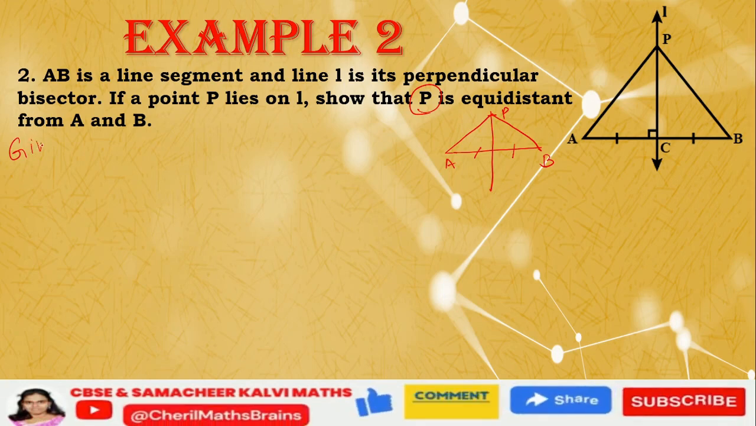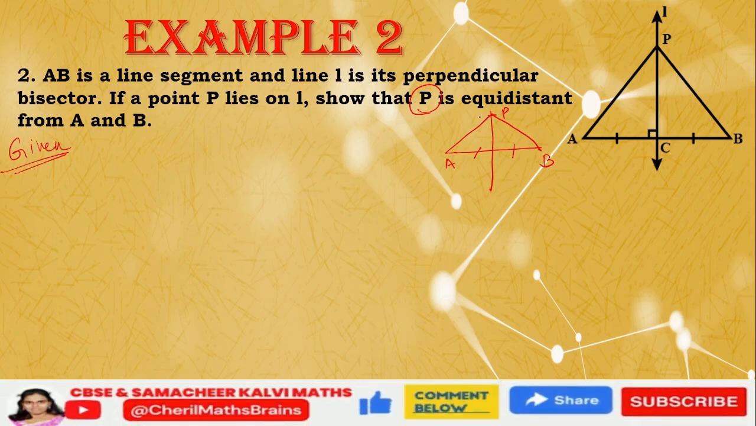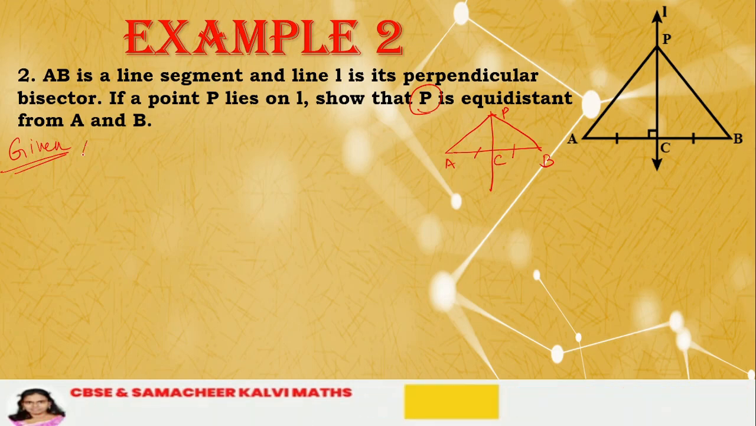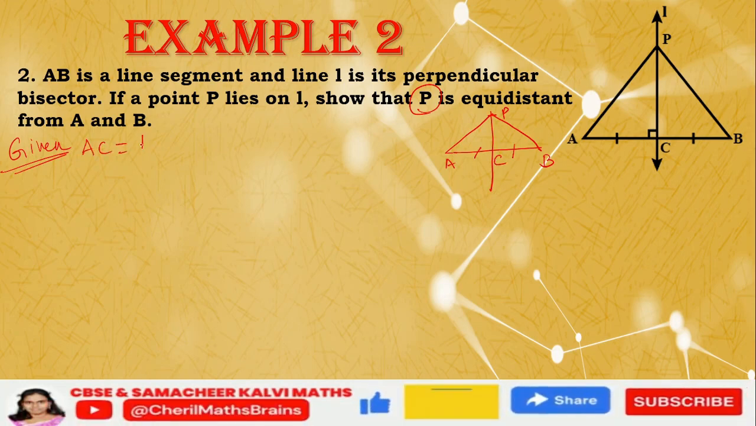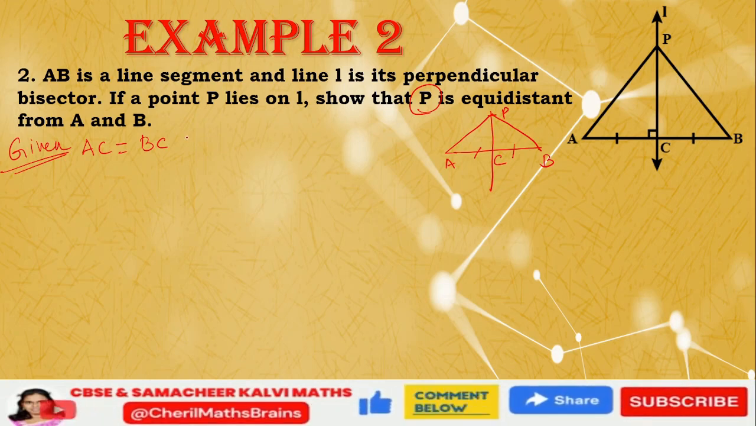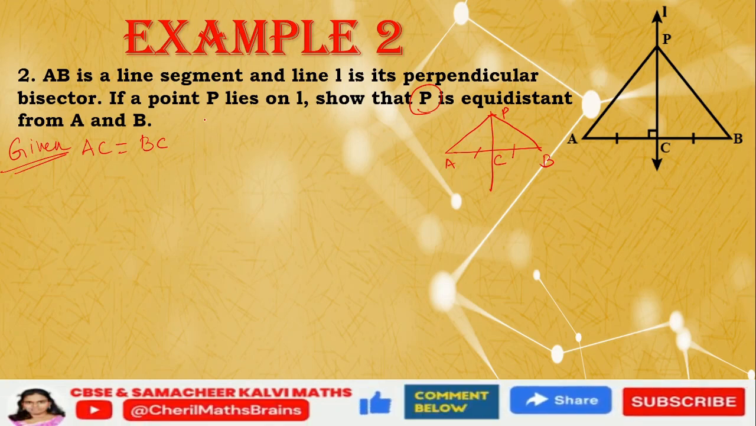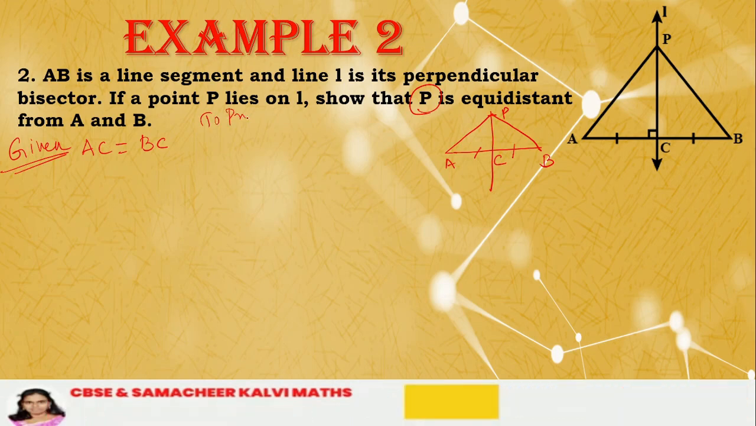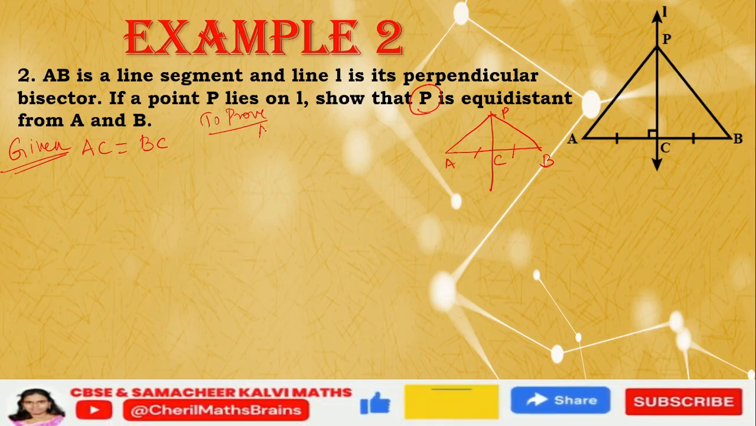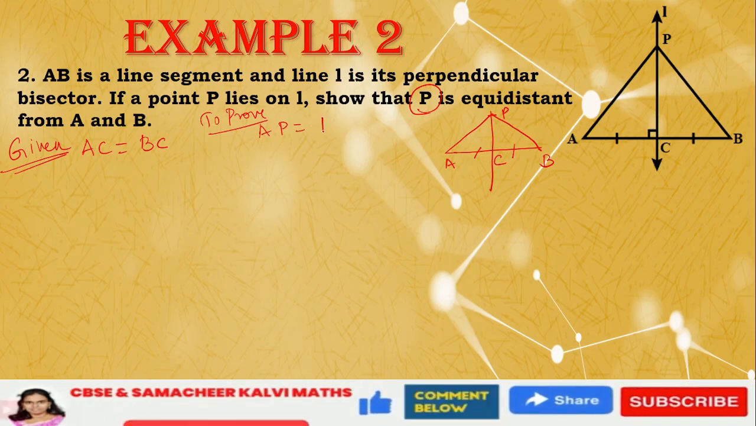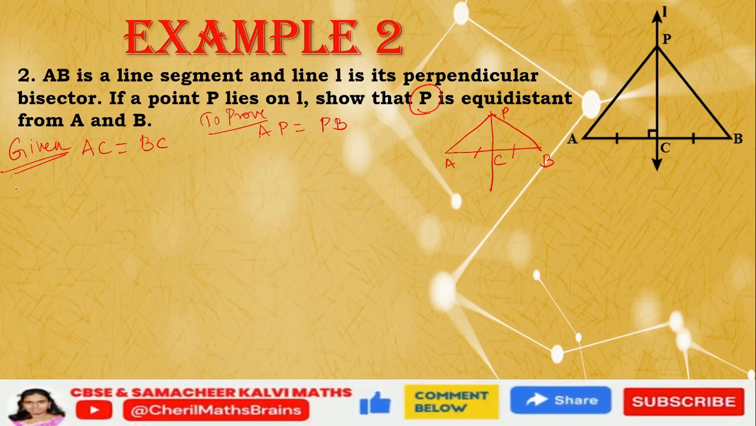So what is given to us? We are given that this side and this side are equal. Let me mark this as C. So we are given that AC is equal to BC, since L is a perpendicular bisector. And what we need to prove? We need to prove that AP is equal to PB.